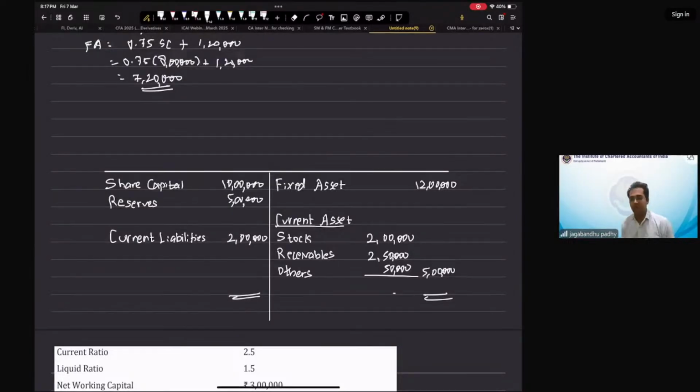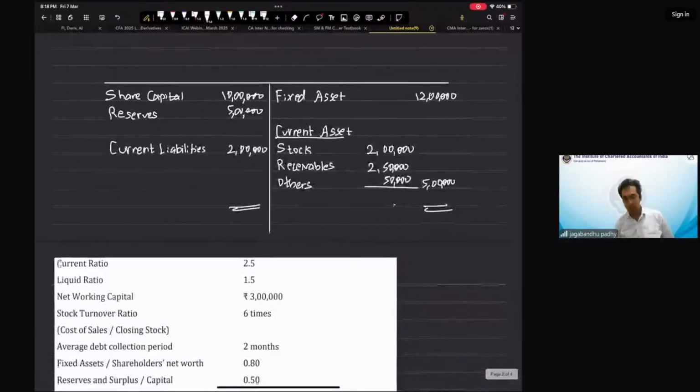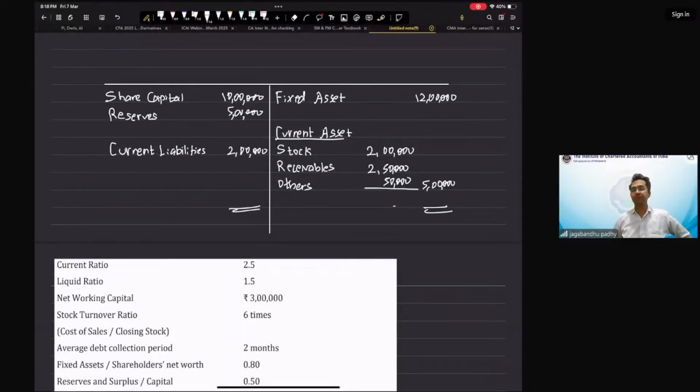Okay. So the balance sheet tallies at 17 lakhs. Did we all get it? You will get this balance sheet, everyone. They'll be able to solve it.